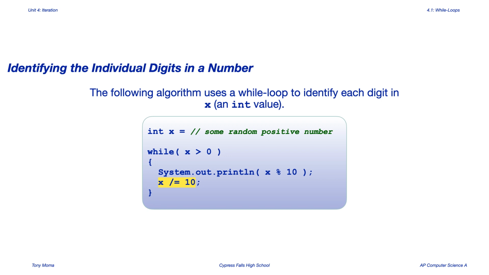Okay. We repeat the process. Print out the rightmost digit, which will now be what was originally the second rightmost digit. We print that out. Then we remove that digit. We keep repeating this process until all the digits are removed, thus making x equal to 0.